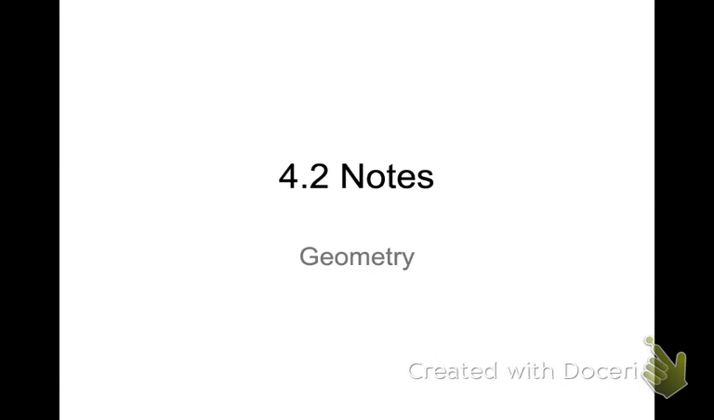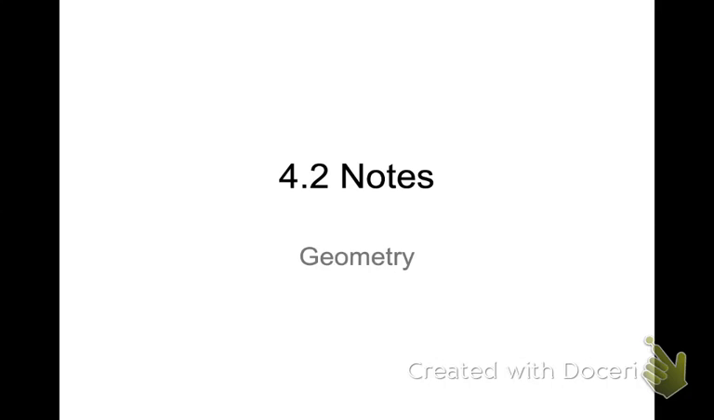So what we're going to be getting into today is more specific things about triangles. In section 4.1, we talked about how to classify triangles. We talked about the sum of the interior angles inside of a triangle, and we talked about the exterior angles in the triangles. So now we're going to get into what the guts or the meat of chapter 4 is about, which is congruent triangles.